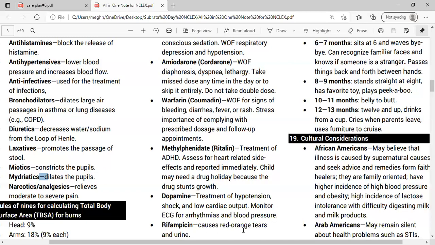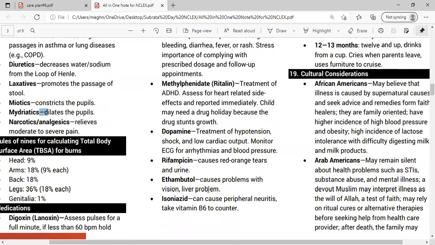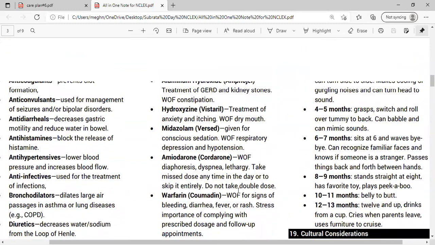Rifampin causes red-orange tears and urine. Rifampin we use as an anti-TB medication. Ethambutol causes problems with vision or liver problems, so it is good to check liver function; it also causes color discrimination problems. Isoniazid, also a TB drug, can cause peripheral neuropathy. You educate your patient to take vitamin B6 to prevent peripheral neuropathy.